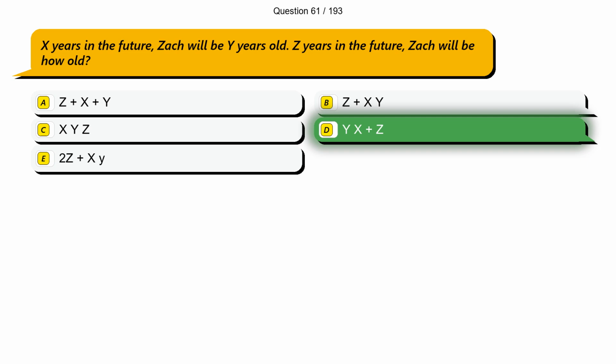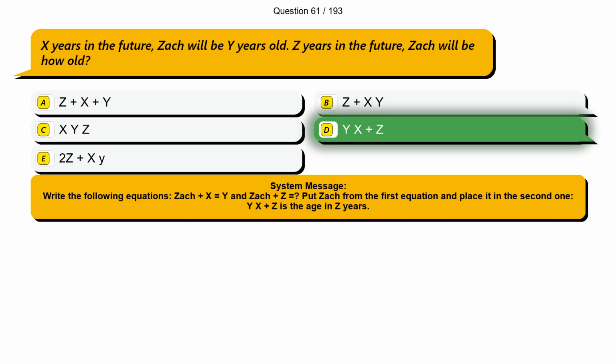The correct answer is option D, YX plus Z. Write the following equations: Zach plus X equals Y and Zach plus Z equals the unknown age. Put Zach from the first equation and place it in the second one. YX plus Z is the age in Z years.